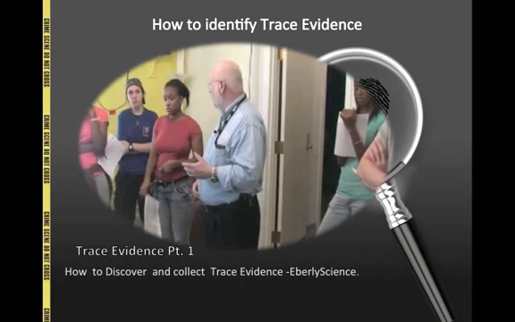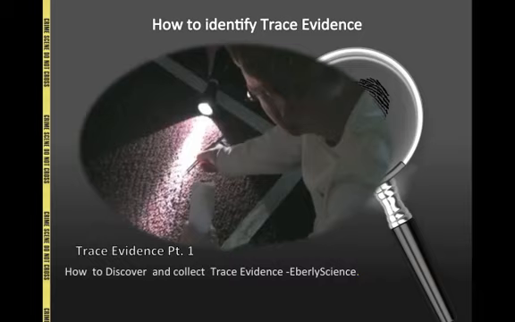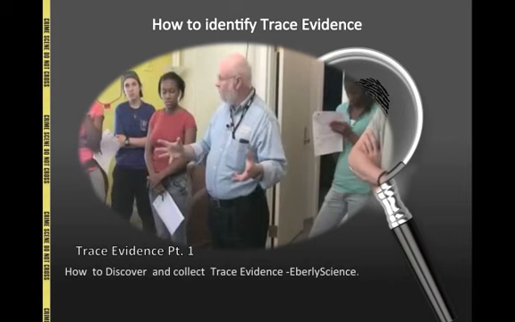So what we need to learn today is how do you collect these trace evidence materials. And there are three methods that are typically used at a crime scene. One we call the hunt and peck method, which is just exactly that. You've got yourself a flashlight, you've got some tweezers, you've got an envelope to put it in, and you look for them, and you find them, and you put them in the envelope. Typically, you don't get a lot of material doing that.